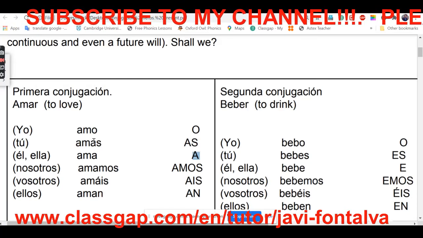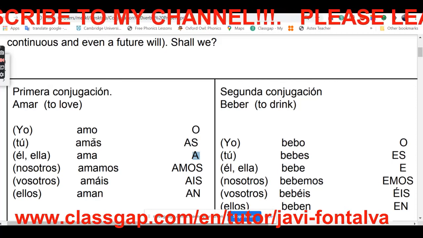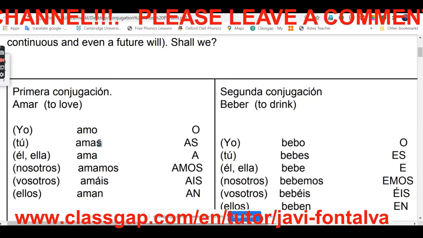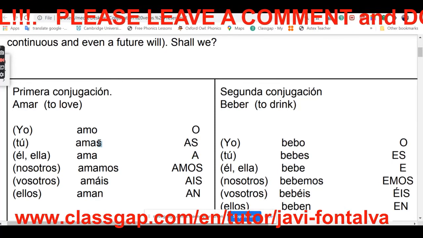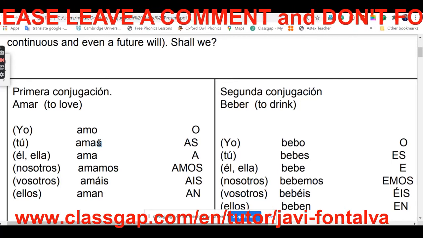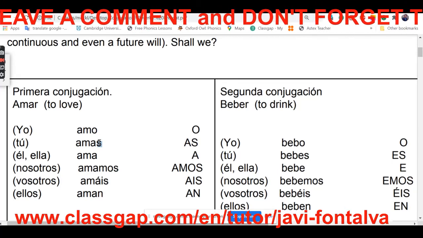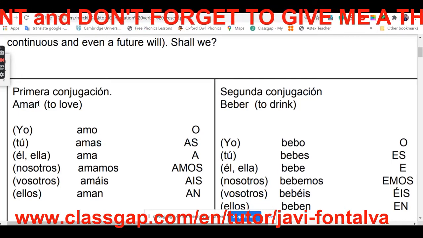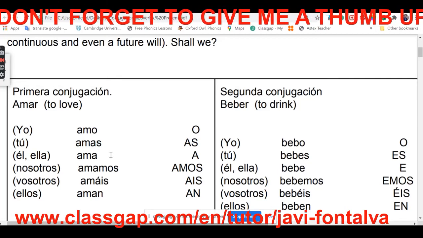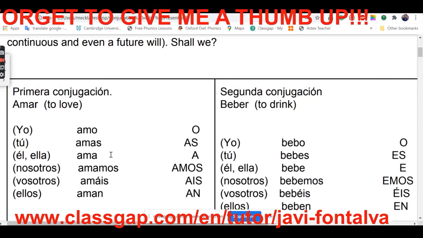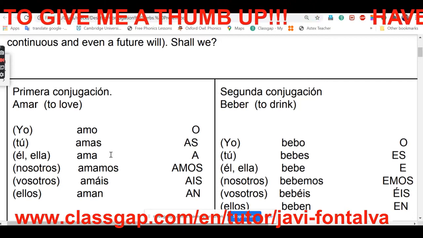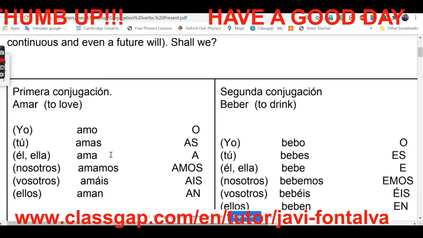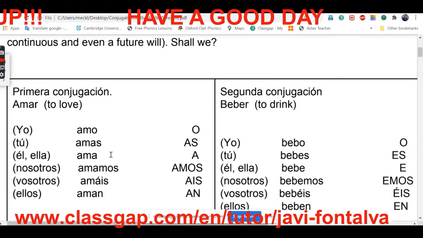If you say you, one person, you're going to have a vowel plus an S. That vowel could be an A or an E. When is it going to be an A? When you have the first conjugation, meaning any verb whose infinitive ends in AR, like amar, for example. So if I say cantar and you say you sing, you're going to say cantas. If I want to say you dance, bailas. Bailar, bailas. Easy?